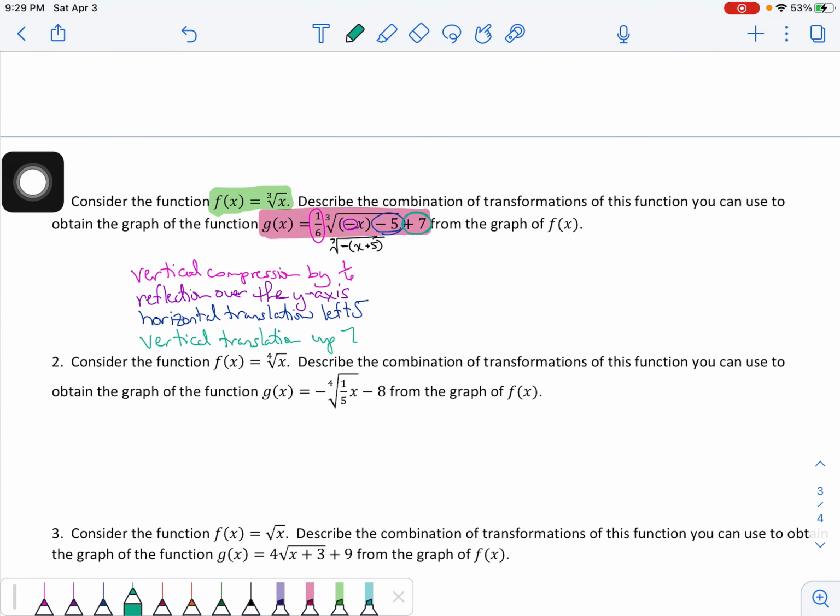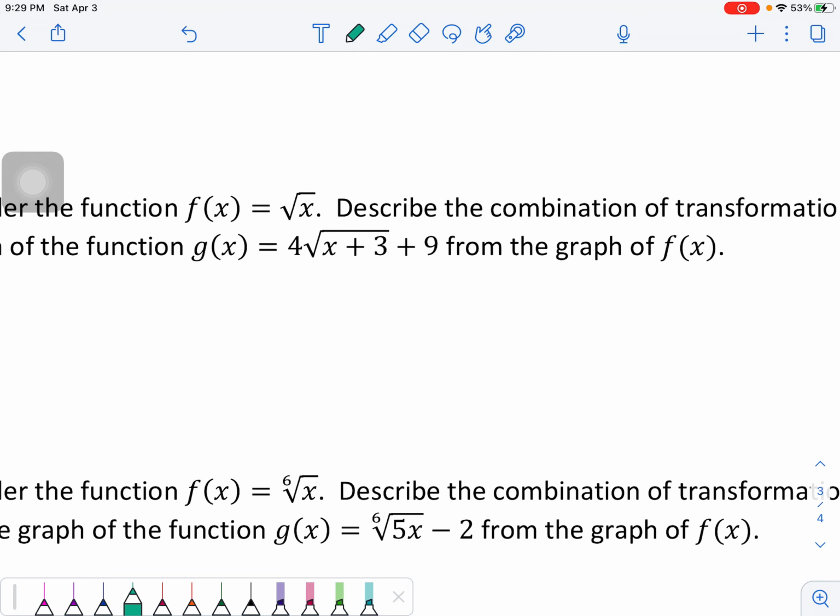I'm going to go ahead, like I said, I'm skipping the even problems, so I'm going to go ahead and slide on down to number 3. All right, so what functions do we have here? We have f of x is equal to the square root of x, so the square root function. And we have g of x, which has been slightly altered, okay?